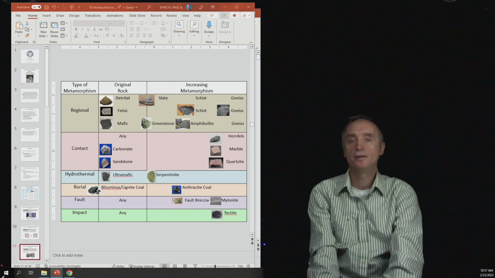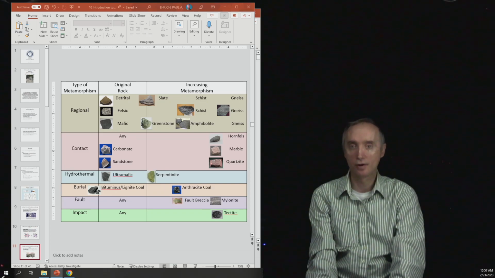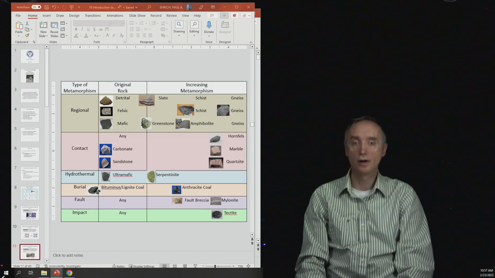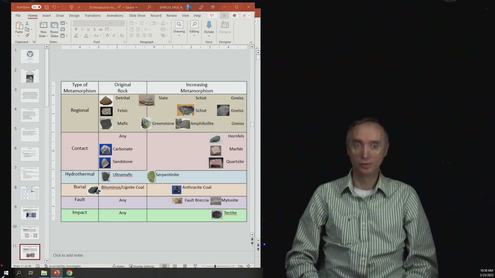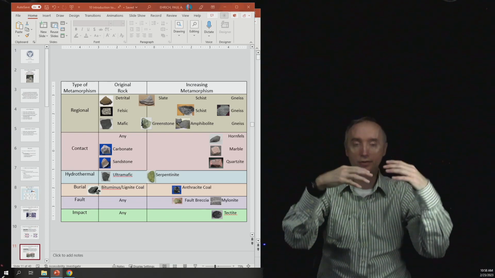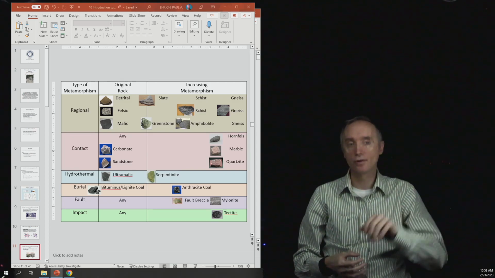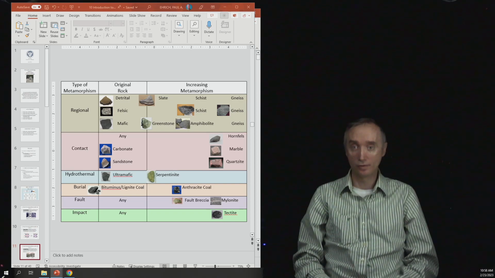Okay, so the first class of metamorphic rocks are going to be the regional metamorphic rocks, and these are going to be formed by pressure and temperature. So these are going to be associated with mountain building, where you've got plates that are being pushed together so that they're under extreme pressures, and they tend to be deep underground, so that they tend to have a lot of heat associated with them.